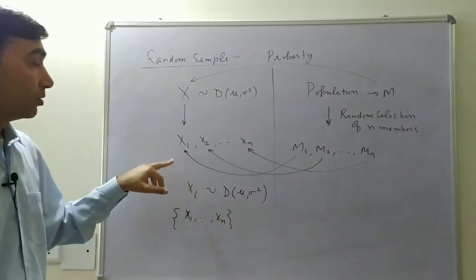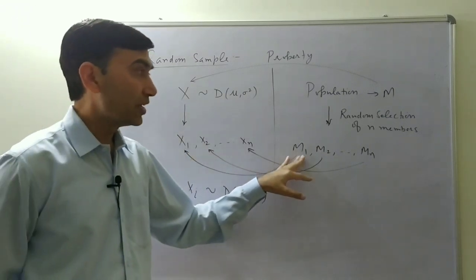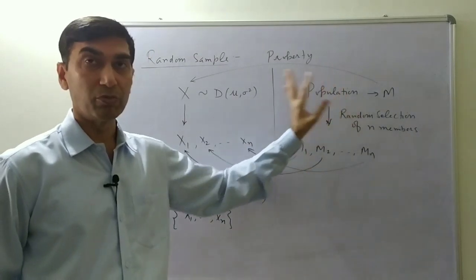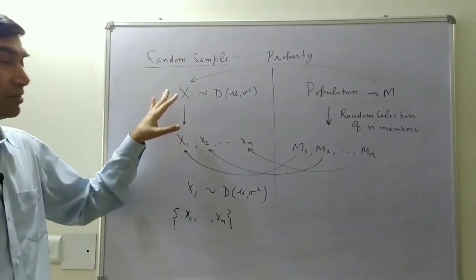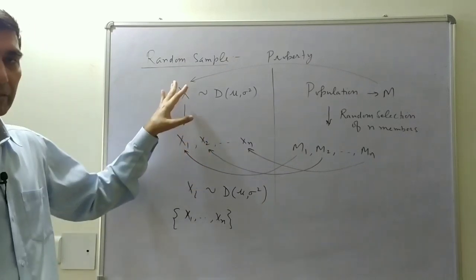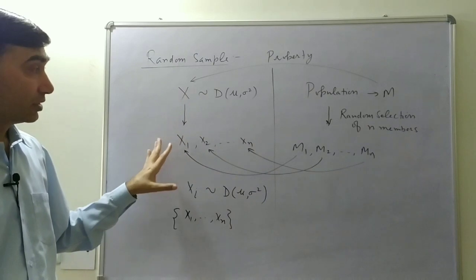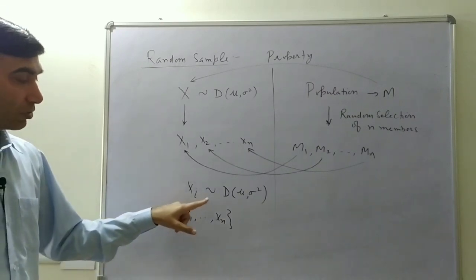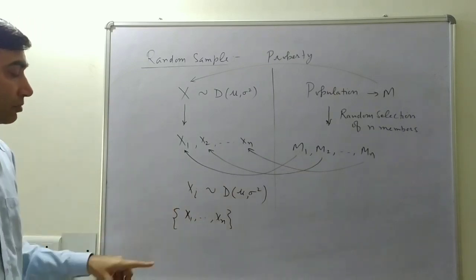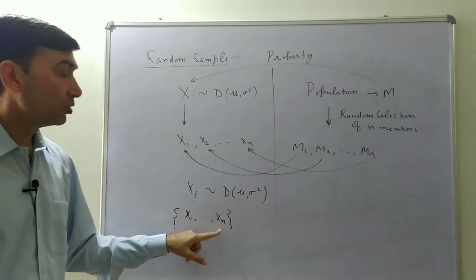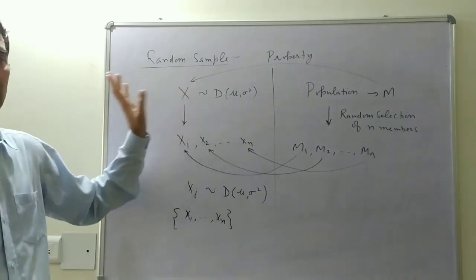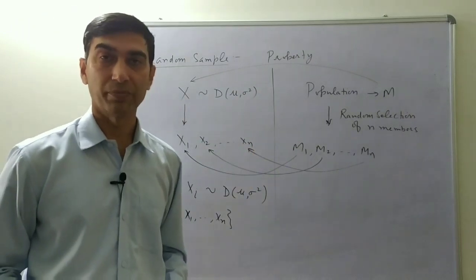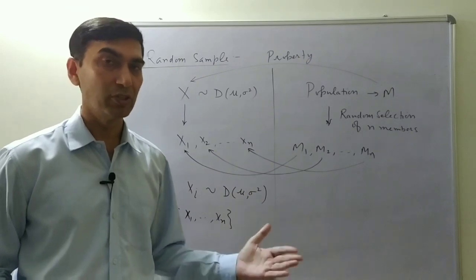Now, X1 is a random variable because this member is random. It is coming from random selection. So M1 can be any member from the population. That's why X1 can take any value of X. Similarly, X2 can take any value of X, and so on, Xn can take any value of X. And these will follow the same distribution as X. Each Xi follows the same distribution as X. So this collection of n independent random variables, where each random variable follows the same distribution as X, defines a random sample of size n from the distribution of X. Hope it is clear now. It will be more clear when we do an example.